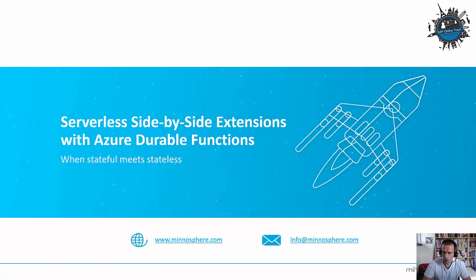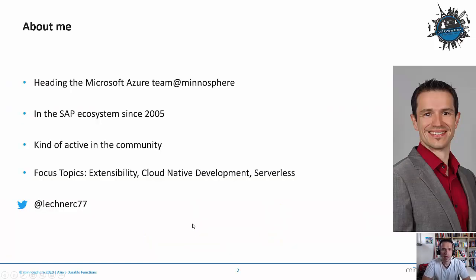Before I start, I would like to introduce myself very shortly. My name is Christian Lechner, and I'm heading the Microsoft Azure team at a company called Minisphere, which is the innovation lab of MSG. I am not originally having my roots within Microsoft, but I'm coming from the SAP ecosystem, and I've been working in this ecosystem since 2005. I'm active in the SAP community, and right from the start, my focus topic was extensibility. So how could I extend SAP systems in order to fit the requirements of customers?